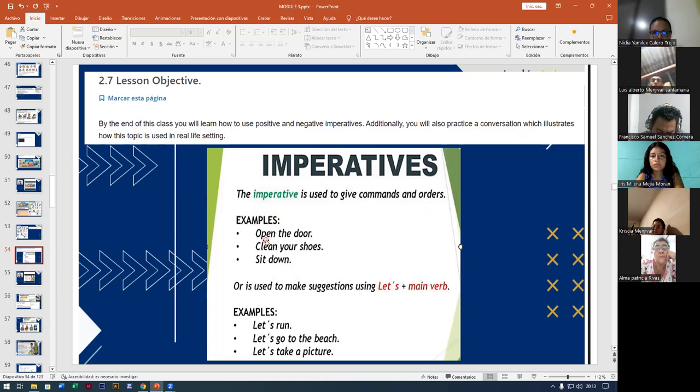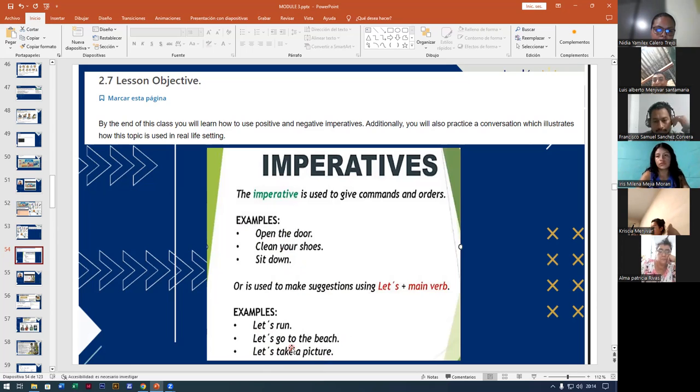Examples will be like this. Open the door. You give an order. Clean your shoes. Sit down. They are orders. They are instructions. Or it is used to make suggestions or recommendations using let's plus main verb. Just that with this one you give a recommendation, right? It's not an order. For example, let's run. Let's go to the beach. Let's take a picture. So in this case, like open the door, abre la puerta. It's a command. Es una orden, es una indicación, right?